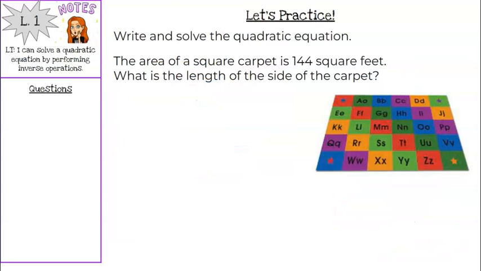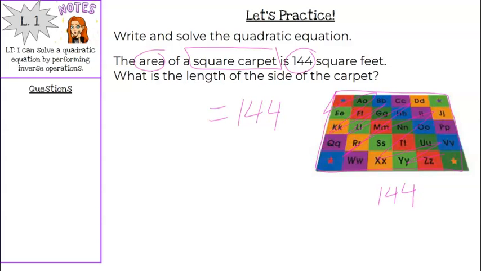One last problem, write and solve the quadratic equation. The area of a square carpet is 144 square feet. So I know that the area of this carpet, all the area on the inside, is going to be 144 square feet. So that's my answer. I know my answer is 144. The area of a square carpet, well, area formula is side times side or side squared. So side squared equals 144. I would like you to solve that equation and then answer in Edpuzzle.